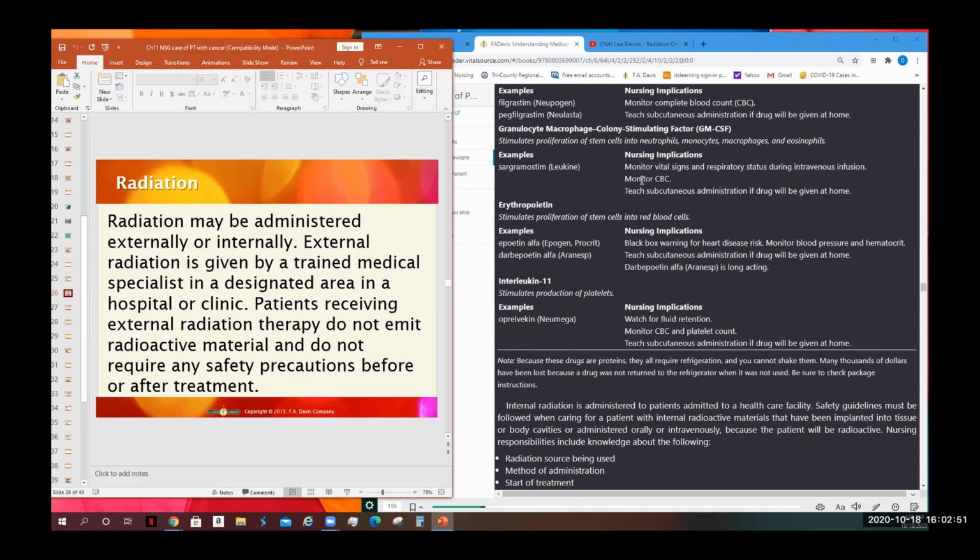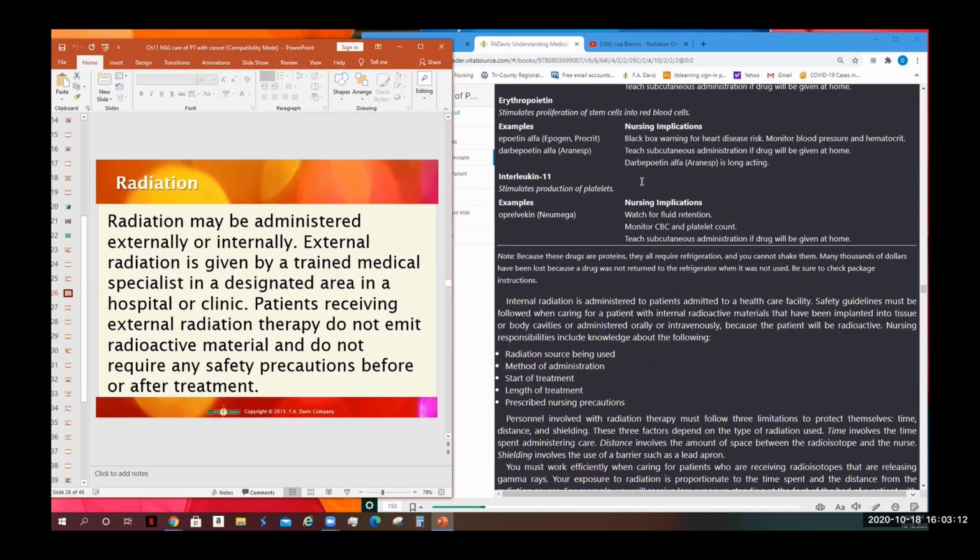Interleukin 11 stimulates the production of platelets. Examples would be oprelvekin or Neumega. Nursing implications include watch for fluid retention, monitor CBC and platelet count, and teach subcutaneous administration if the drug will be given at home.